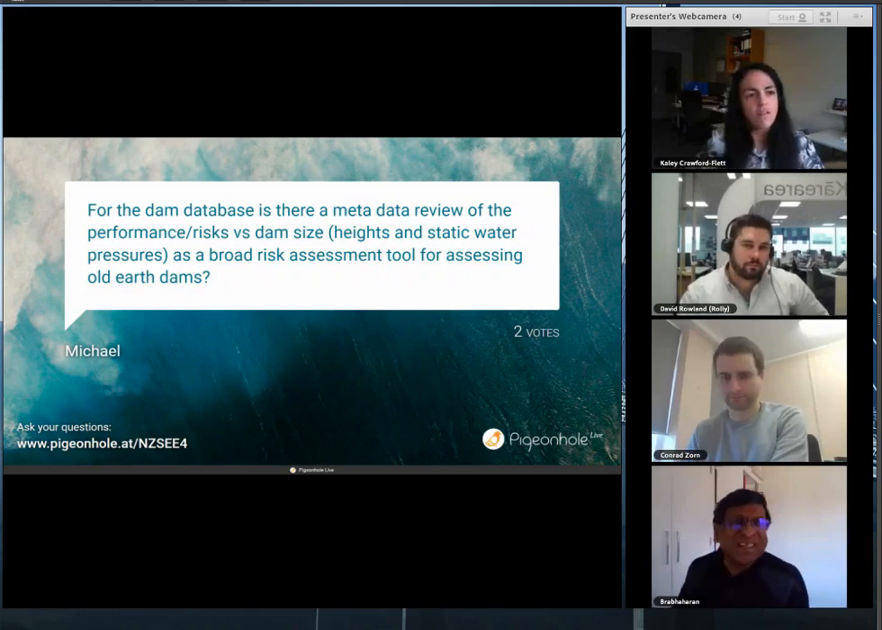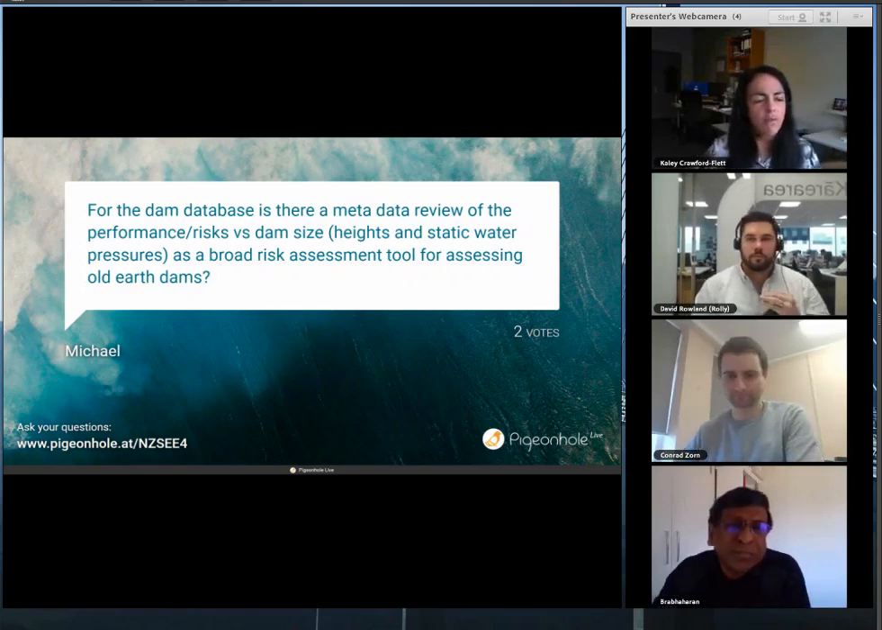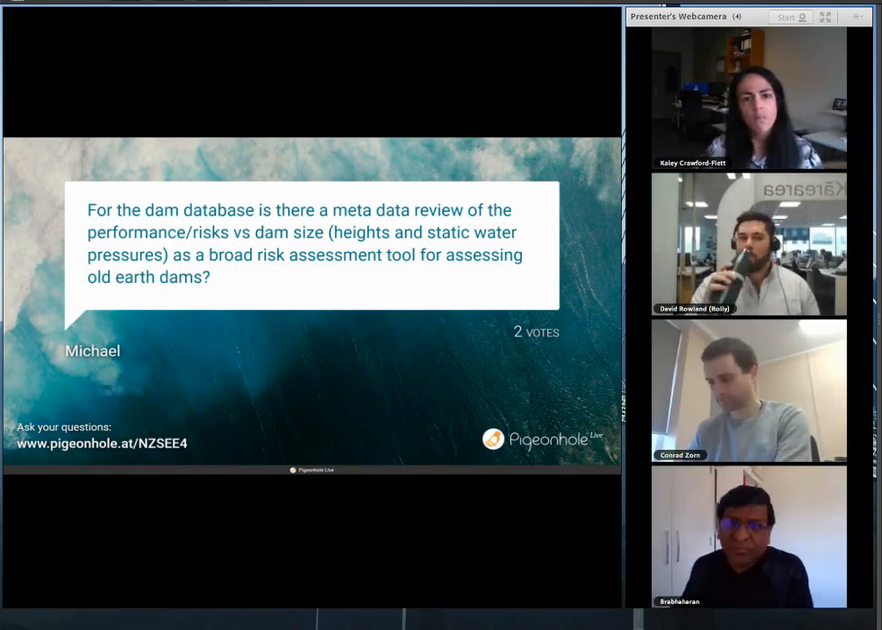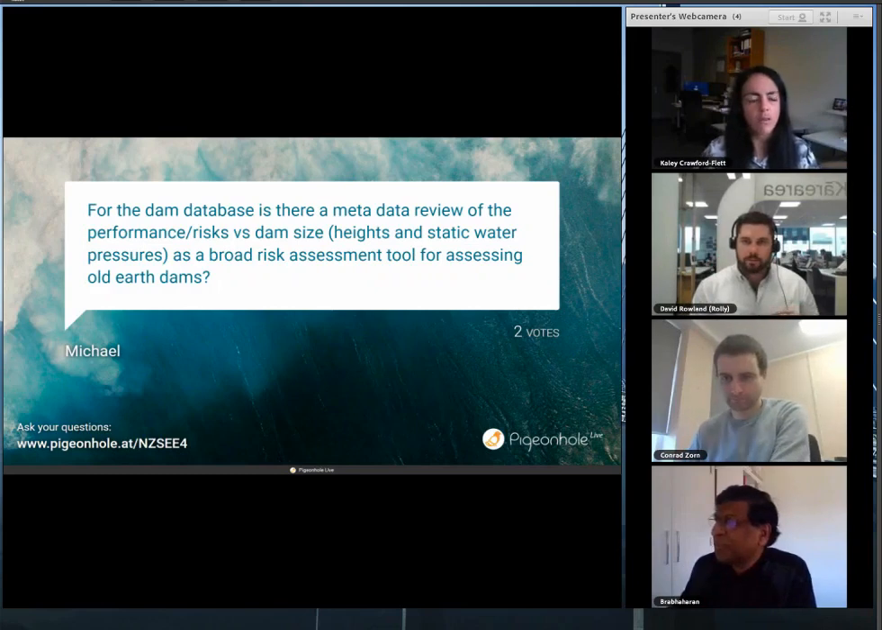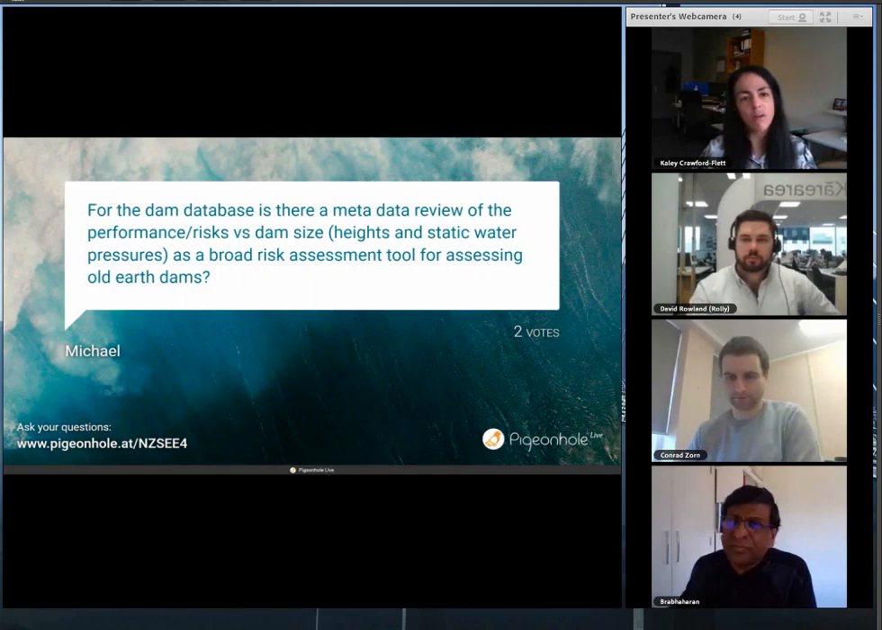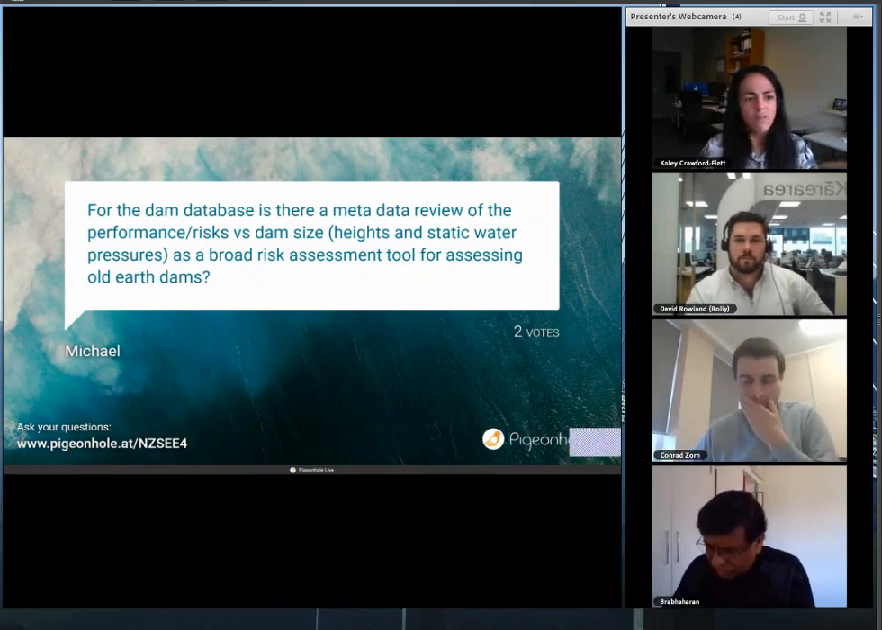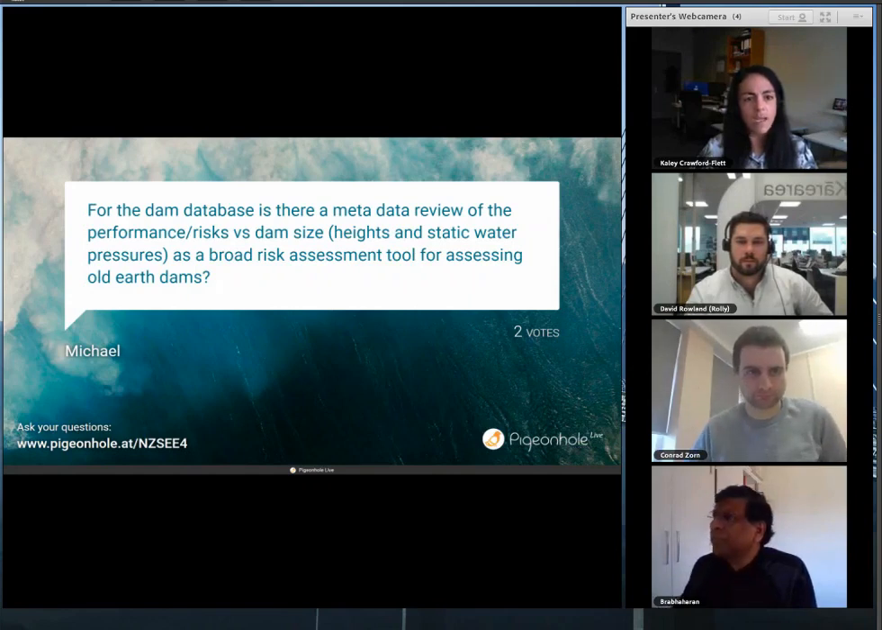We have generated kind of a metadata review for the overall inventory. We're in a bit of a position at the moment with the forthcoming regulatory dam safety scheme where the council who contributed data are a little bit shy about making the data publicly available due to the fact that it will need to be updated for a regulatory framework, so they're not putting a heap of effort into data quality at the moment. We definitely have a pretty good understanding of dam size and reported potential impact classification for dams that have that data available.